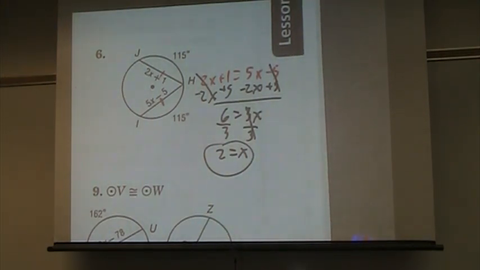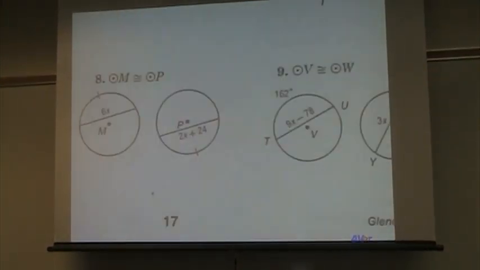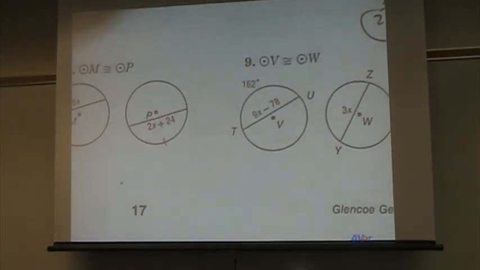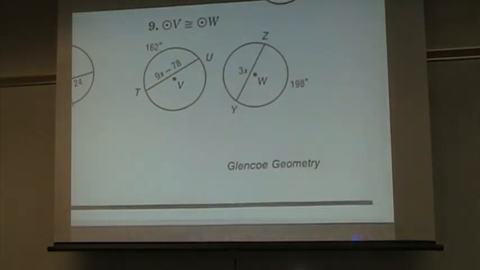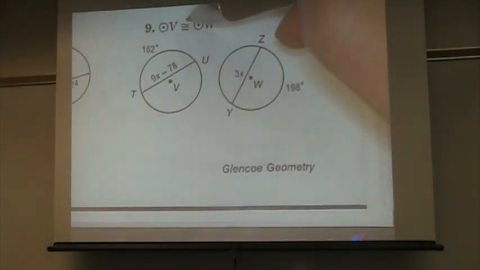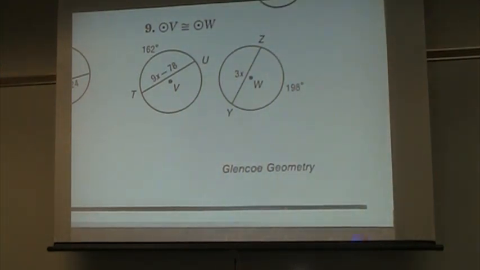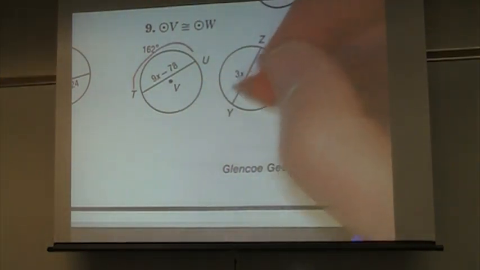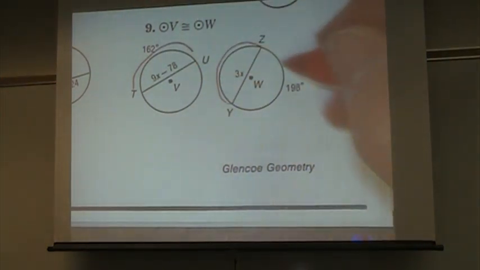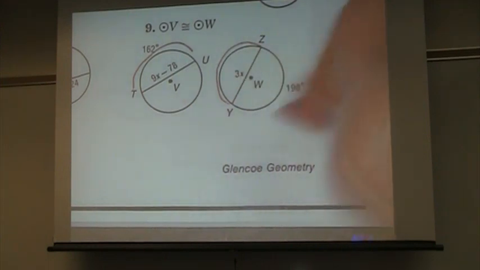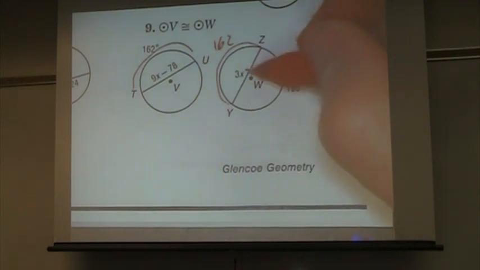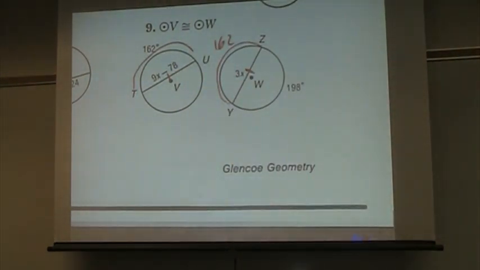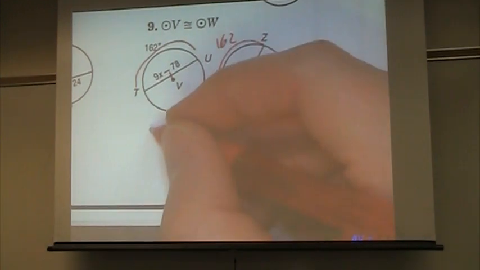Let's see on the bottom ones. Anything else we need? Oh. These ones look weird like number 9, but it's really the same thing we just did. It says circle V is the same as circle W. So circle V is congruent to circle W. Okay. This is 162. This one here, well, we know this is going to be 360. So I can go 360 minus 198, and I'm going to get 162 there as well. So you know these chords are going to be congruent. Well, chords are congruent, you've got your problem.